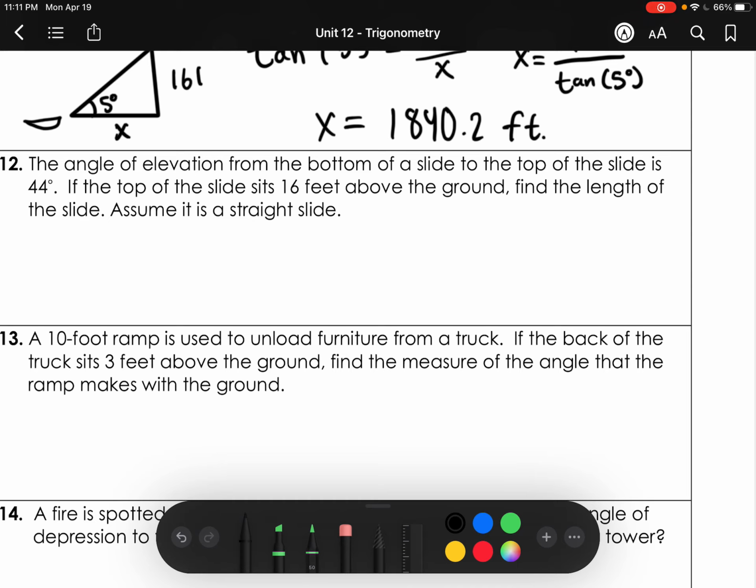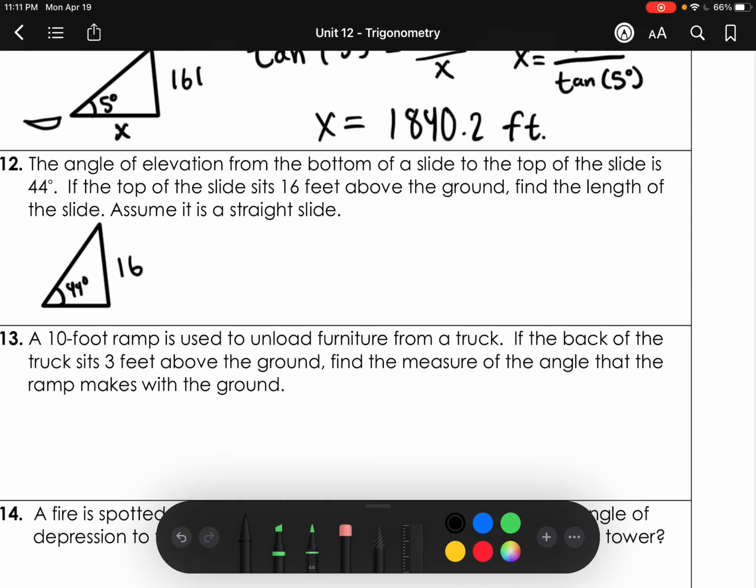All right, so we're going to assume it's a straight line, so it is a triangle, right? So we're going to start off by drawing our triangle. Let me draw a better one, more realistic for 44 degrees. So this is a 44 degree angle right here. We were told that the top of the slide is 16 feet above the ground, so this length is 16 feet, right?